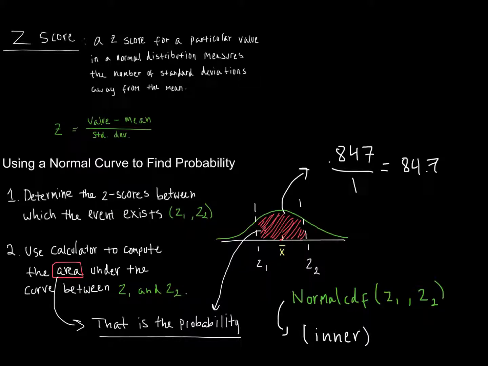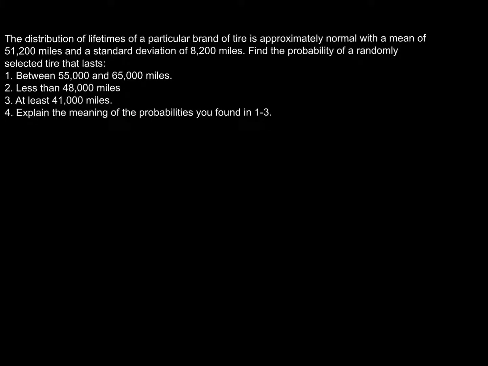So let's go ahead and take a look at an example. There are going to be 3 examples that you're going to do. The first one I will guide you through a little bit, and then the second 2 you can tackle on your own. The distribution of lifetimes of a particular brand of tire is approximately normal, with a mean of 51,200 miles and a standard deviation of 8,200 miles. We want to find the probability of a randomly selected tire that lasts, and then there are 3 options, and the 4th is an explanation. The first is between 55,000 and 65,000 miles.